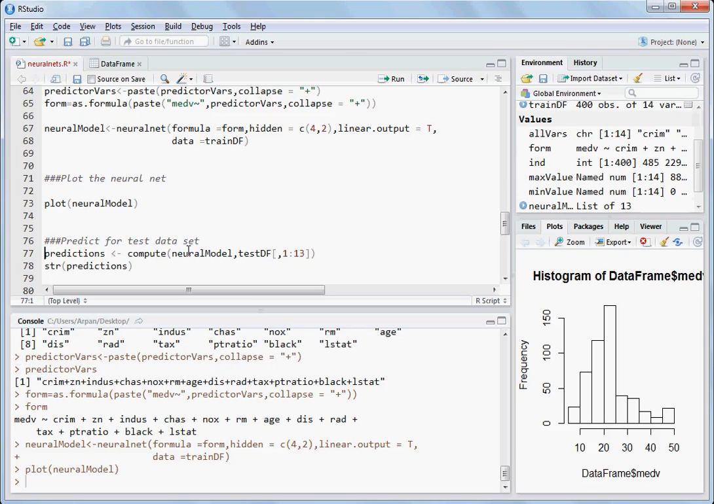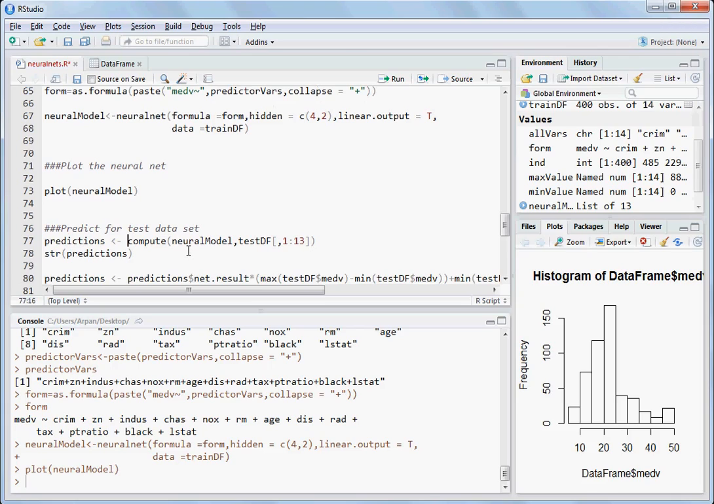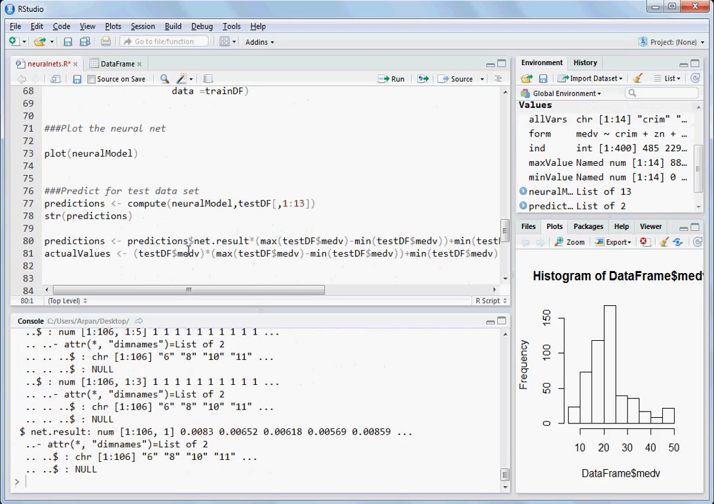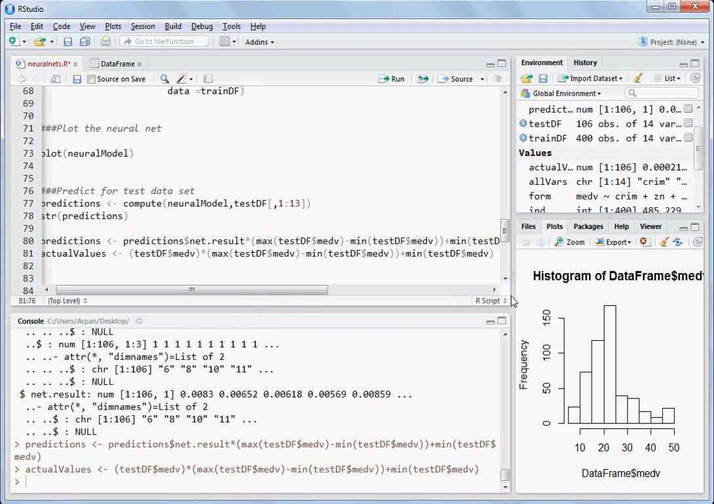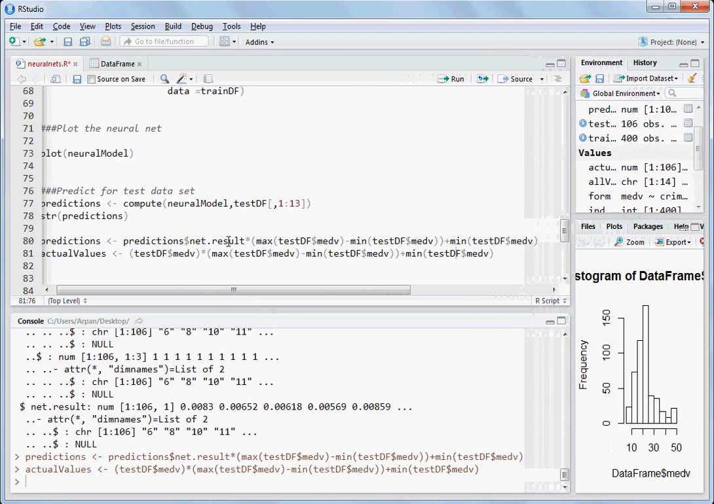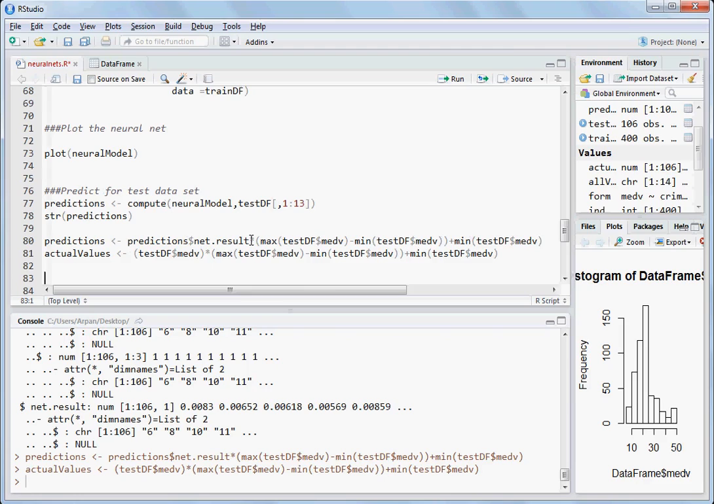Let's check the predictions for the testing data set. To predict, we use the function compute, then this model, then the test data frame, and we are taking all these 13 variables except the 14th one, which is the target variable. That is not used for the predictions, which is obvious. So we find the predictions and the actual values, and we are unscaling them. This one is the prediction value and this is the unscaling method, because before we scaled and converted it, now we have to unscale. And the actual values also get unscaled like this.